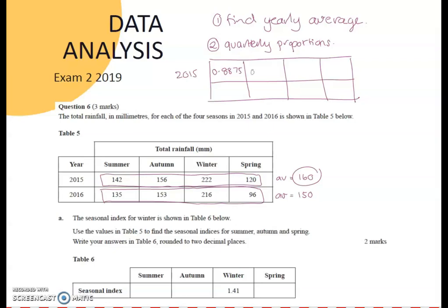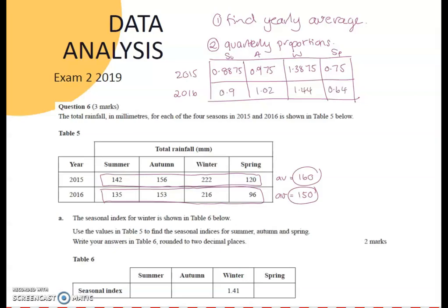156 divided by 160 gives me 0.975. 222 divided by 160, 1.3875. And for spring, 120 divided by 160, I get 0.75. Now, you may choose not to do winter at all, but I like to, just to make sure that I should get 1.41, and it's a way of me checking that I'm doing the right thing for not much more work. Okay, so I'm going to do the same thing for 2016. Again, each of the values divided by the yearly average. So 135 on 150 and so on.